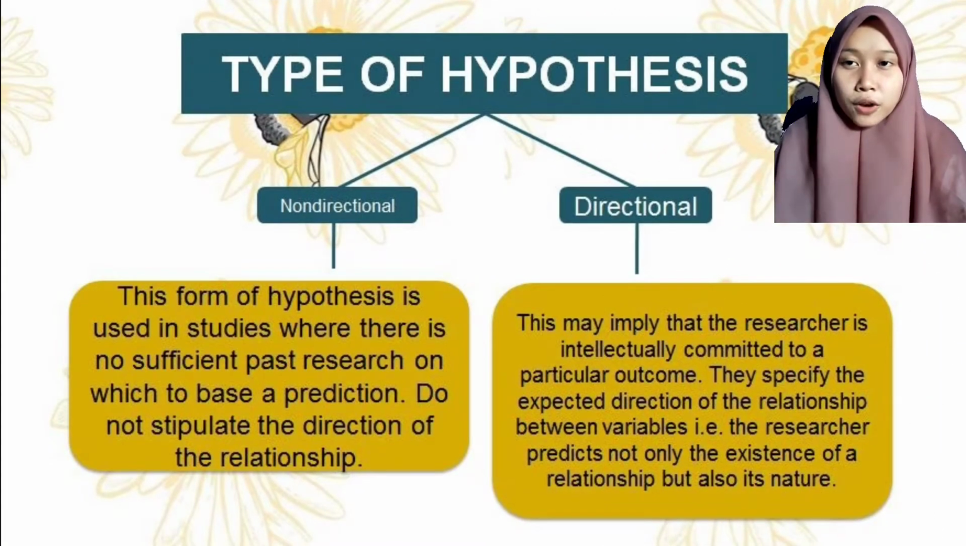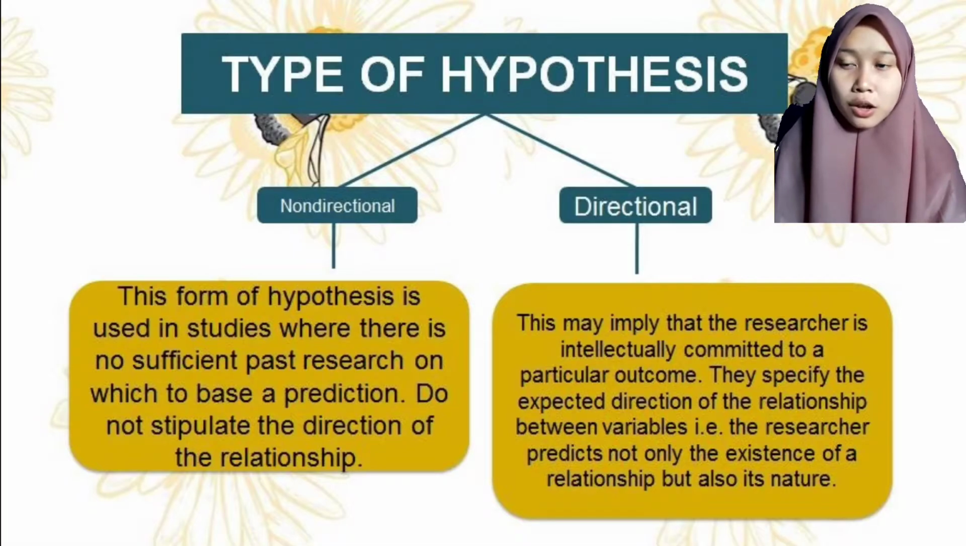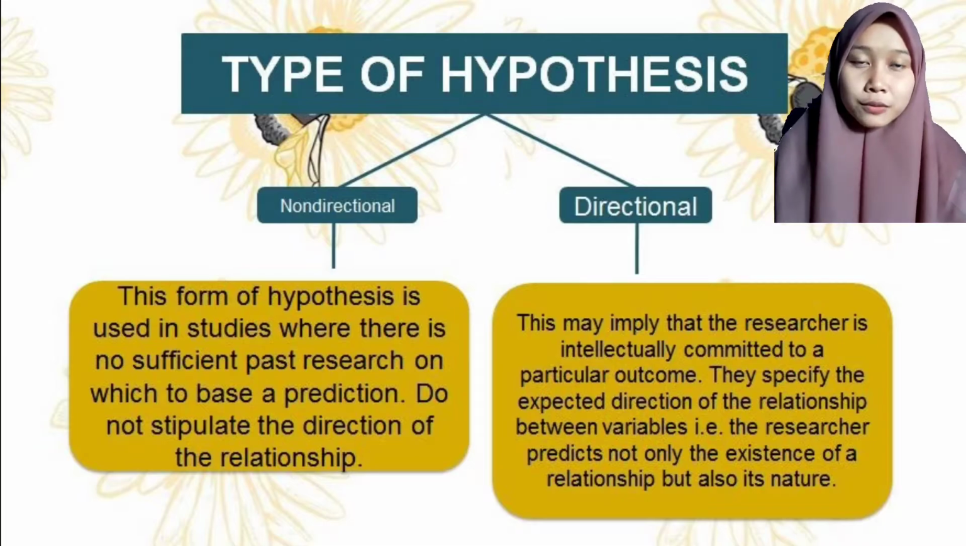Okay, next, types of hypothesis. There are two types of hypothesis. The first one is directional. This may imply that the researcher is intellectually committed to a particular outcome. They specify the expected direction of the relationship between variables. The researcher predicts not only the existence of a relationship but also its nature. Scientific journal articles generally use this form of hypothesis. The investigator bases this hypothesis on the trends apparent from previous research on this topic.